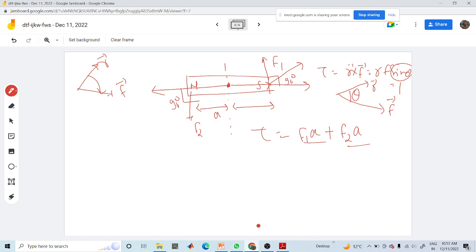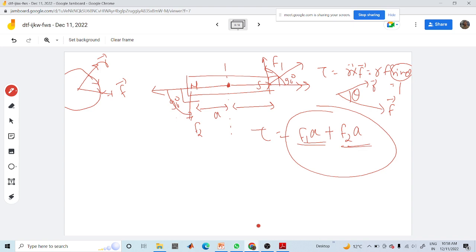So R cross F in this way, you can see this is clockwise, this is clockwise, right? Here look, it is R and it is F. So R cross F is going anti-clockwise. Here it is R and it is F, so R to F is also anti-clockwise. So both are anti-clockwise, that is why I am writing both with plus, right? Otherwise if one is clockwise and the other is anti-clockwise, we have to write the opposite sign. So total torque is this one.